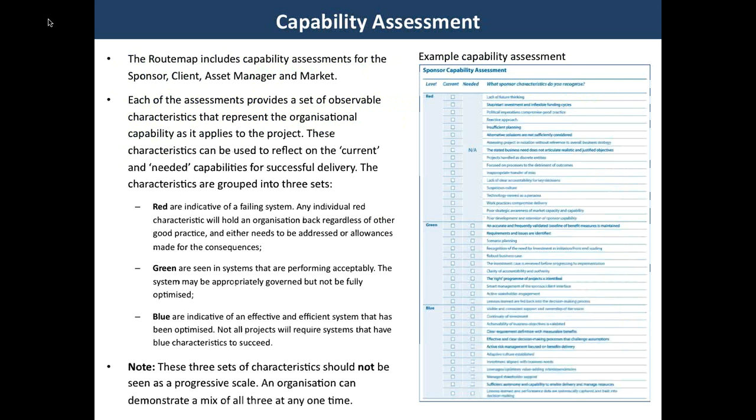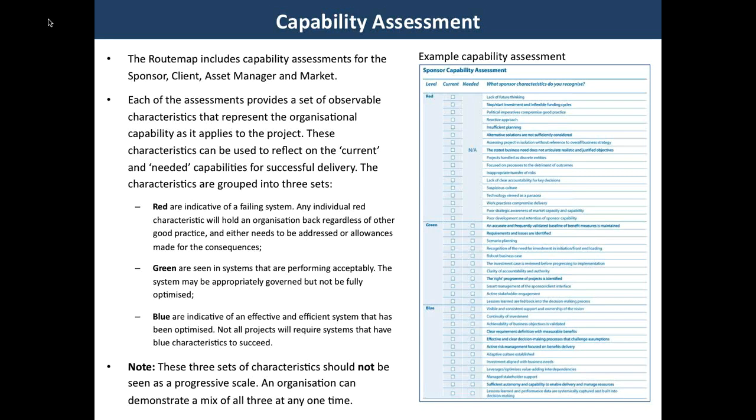If we move to look at the capability assessments, the Routemap has capability assessments for the sponsor, client, asset manager, organizations, and also the market. Each of the assessments provides a set of observable characteristics that represent the organizational capability as it applies to the project. These characteristics can be used to reflect on current or needed capabilities for successful delivery, i.e. to manage the complexity of that delivery environment profile. The characteristics are grouped into 3 sets for each of the parties involved.